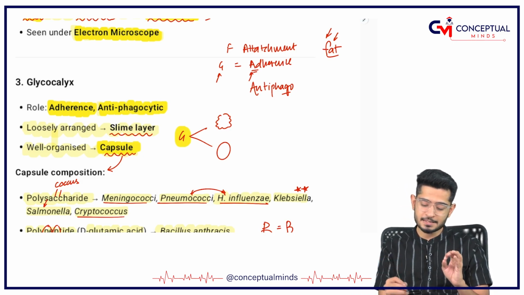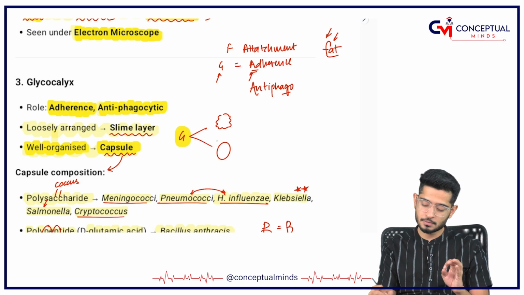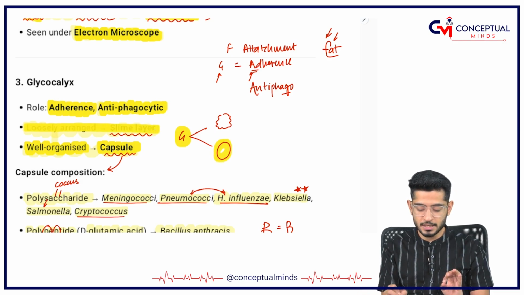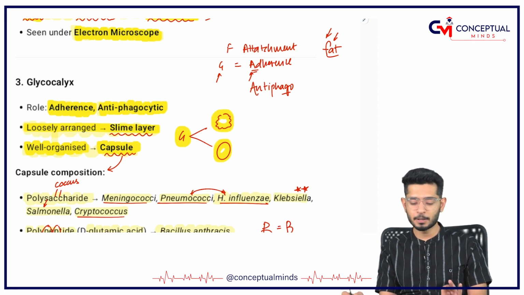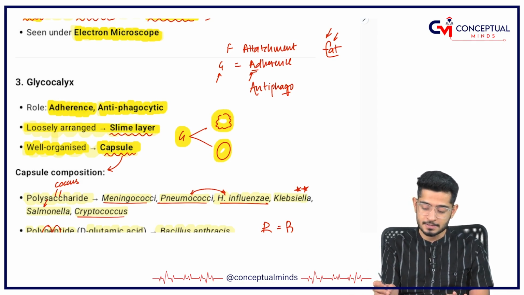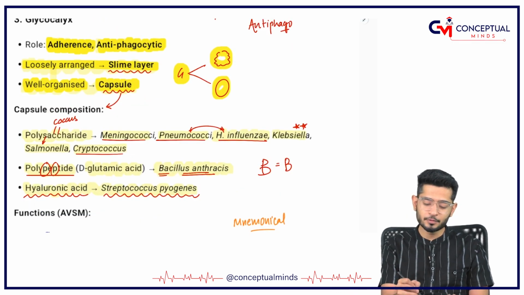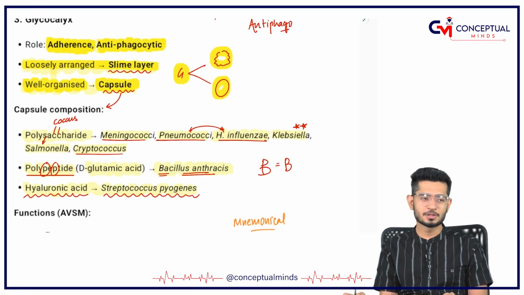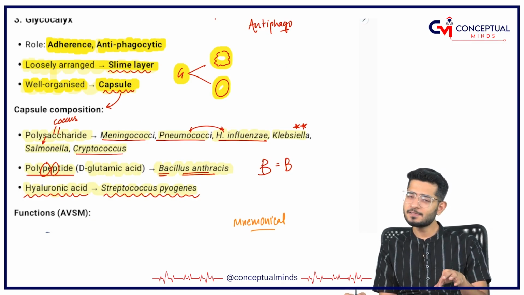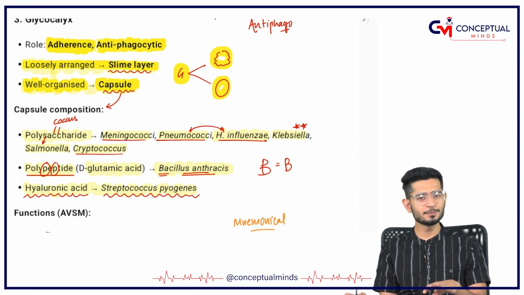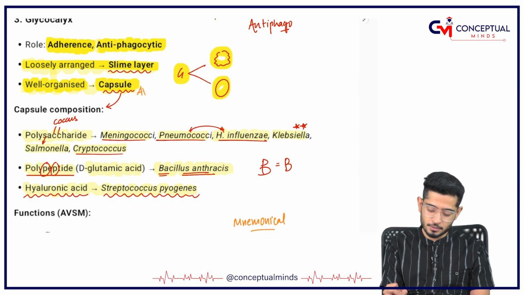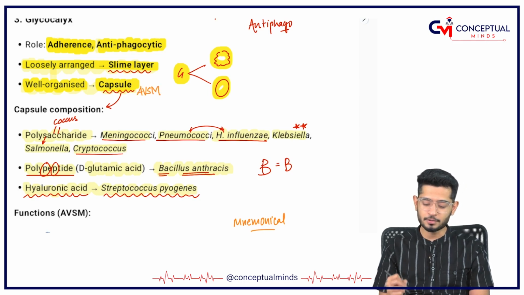So glycocalyx, if it is well organized, is called a capsule. But glycocalyx, if it is loosely arranged, is called a slime layer. But both of them have a function of adherence and both have a function of anti-phagocytosis. And I have told you a very beautiful song, AVSM and capsule, right? So whenever you have a capsule, AVSM should be on your fingertips.